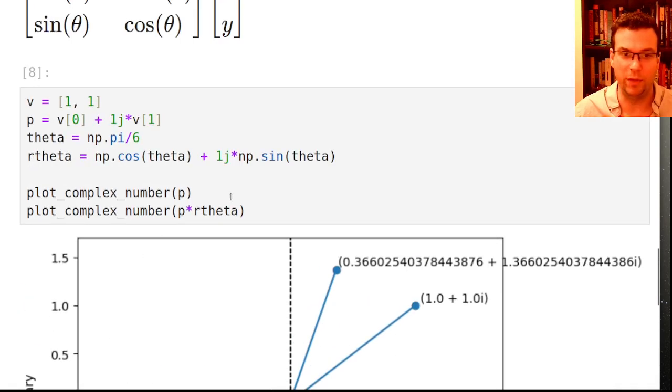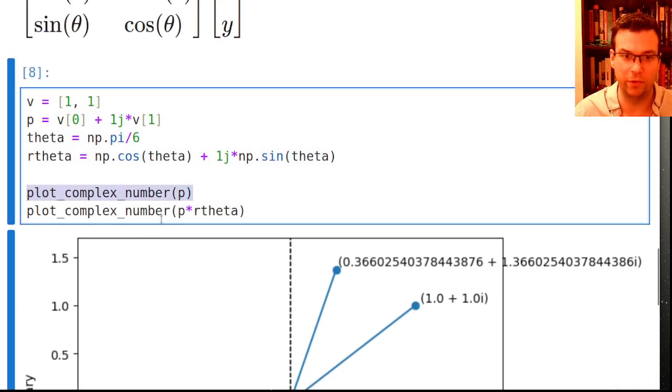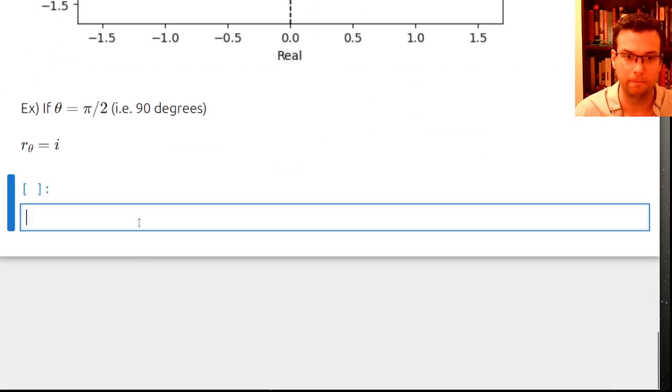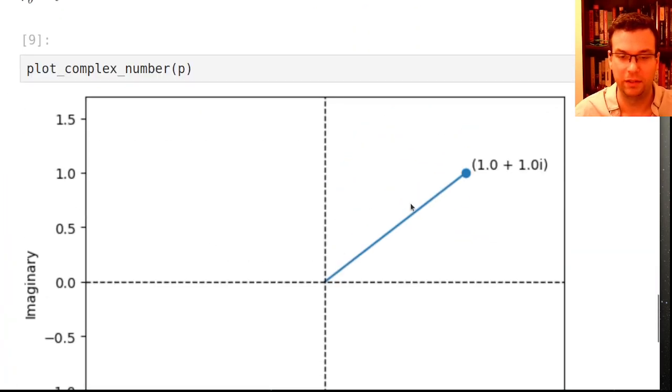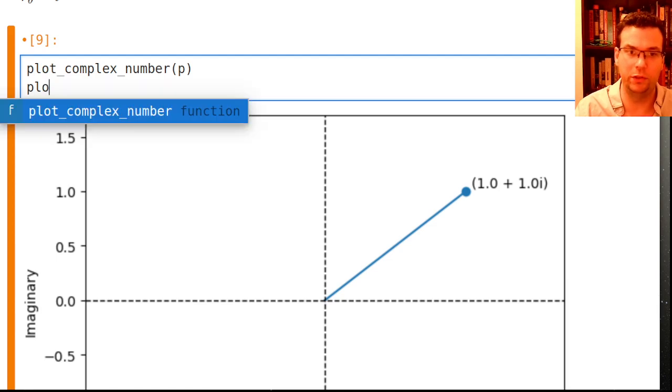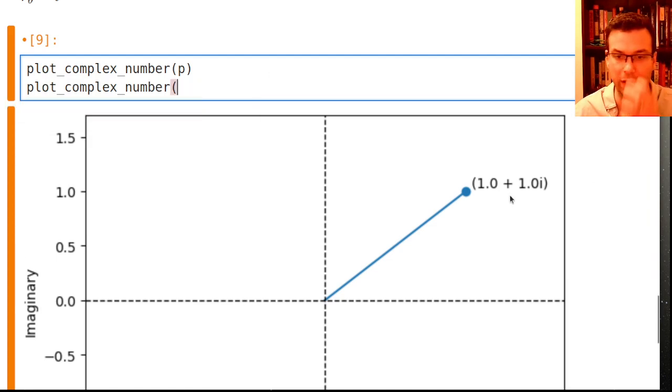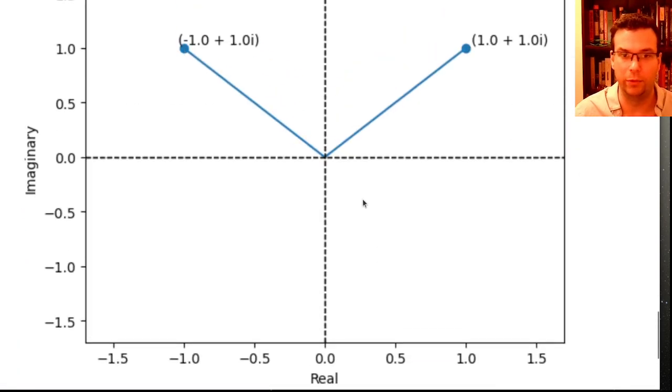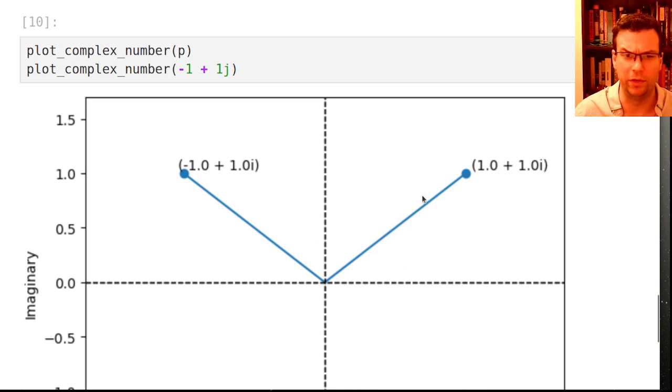So maybe I'll just do one more example of that. If I were to take this complex number p and plot it, and then rotate that by 90 degrees. Okay, well, rotating that by 90 degrees, I'll just do out the algebra here because it's pretty simple. That would just be 1 times I plus 1I times I. All right, well, 1I times I is actually -1, so that would turn out to be -1 plus I. And there we go. There's our thing rotated by 90 degrees.